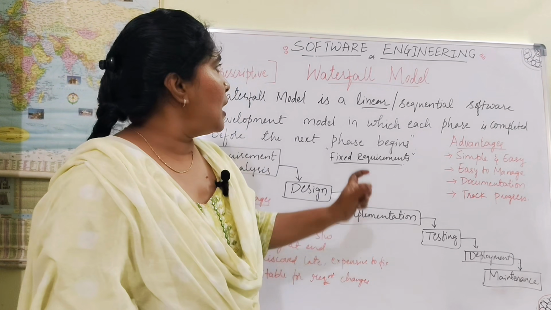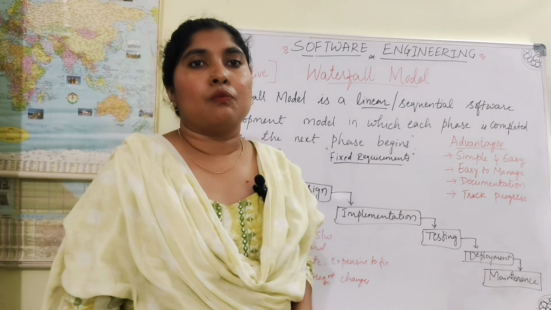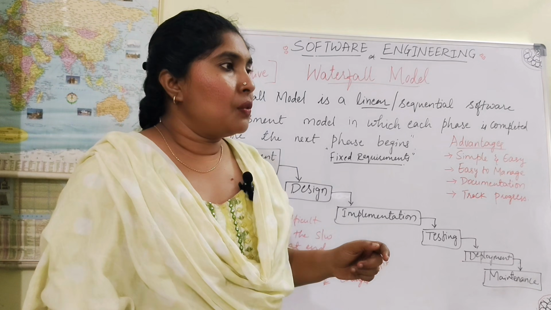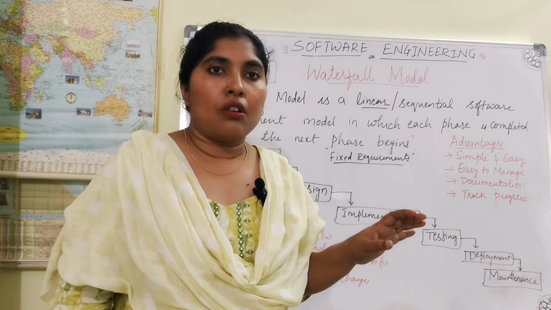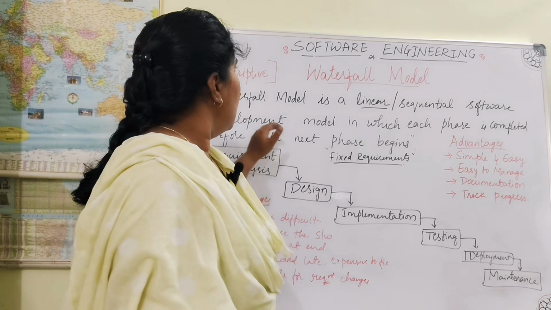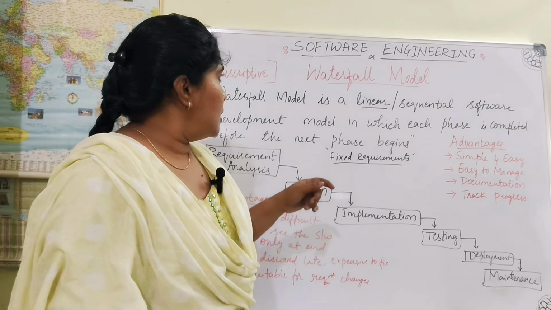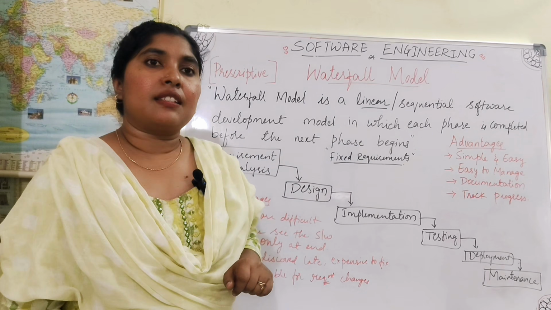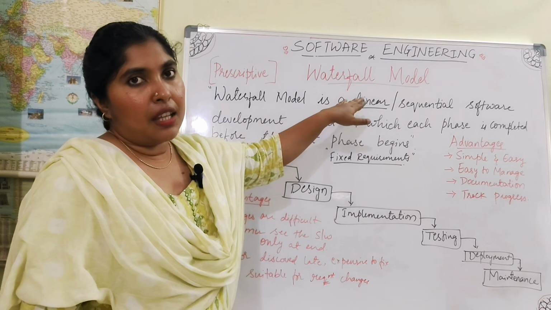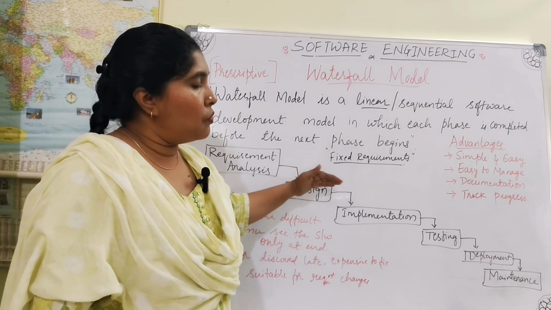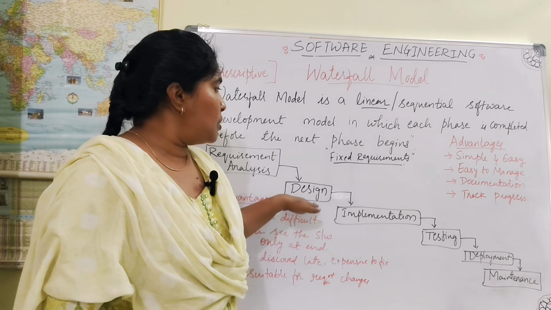In this video, we are going to study the waterfall model, which is a prescriptive process model type. In this one, the steps are already known to the developer, and the sequence is also already known. The waterfall model is nothing but a linear or sequential development model in which each phase is completed before the next phase begins. That's why they have given the name waterfall: it flows from one direction, and you cannot go back from the implementation phase to the design phase.